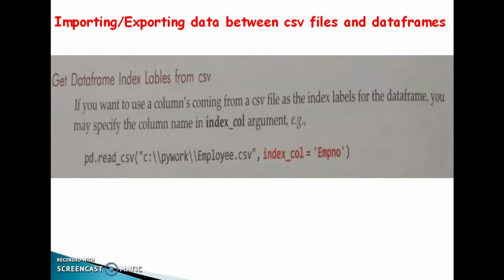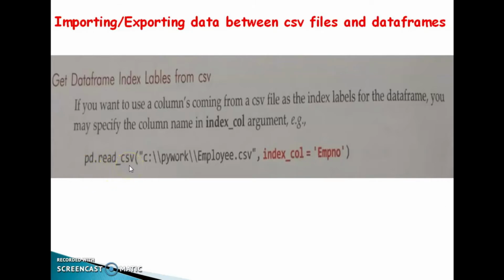If you want to use columns coming from a CSV file as the index labels for the data frame, you may specify the column name in the index_col argument. For accessing index labels from CSV to the data frame, we can use the argument index_col. Check this syntax, pd.read_csv.